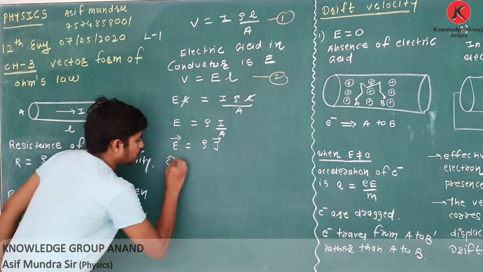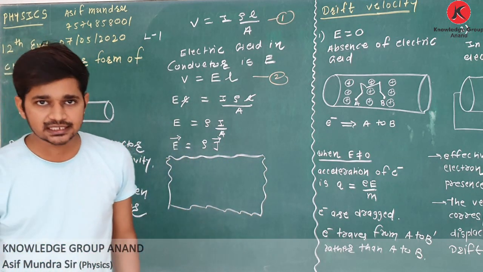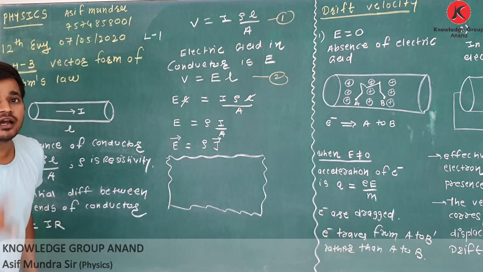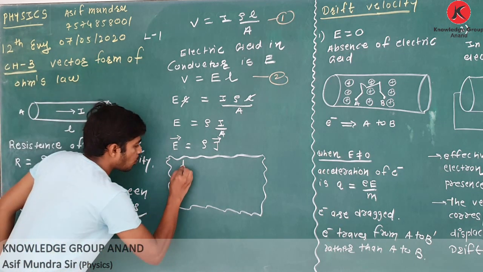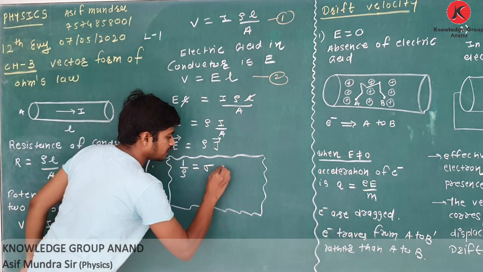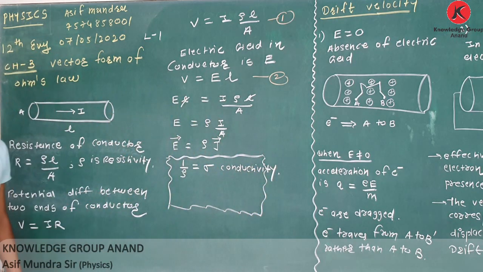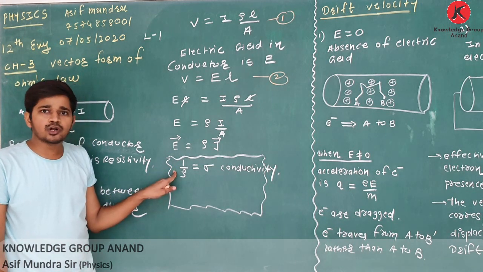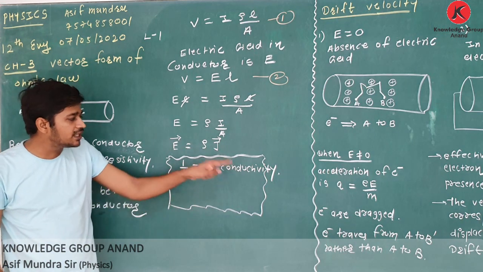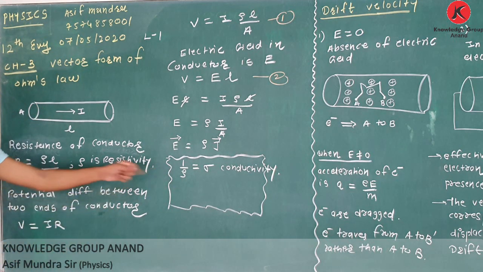Now we know that the reciprocal of resistance is called conductance. The reciprocal of resistivity is called conductivity. Remember, 1 upon rho, the reciprocal of resistivity, is called conductivity sigma. So you have to remember this.